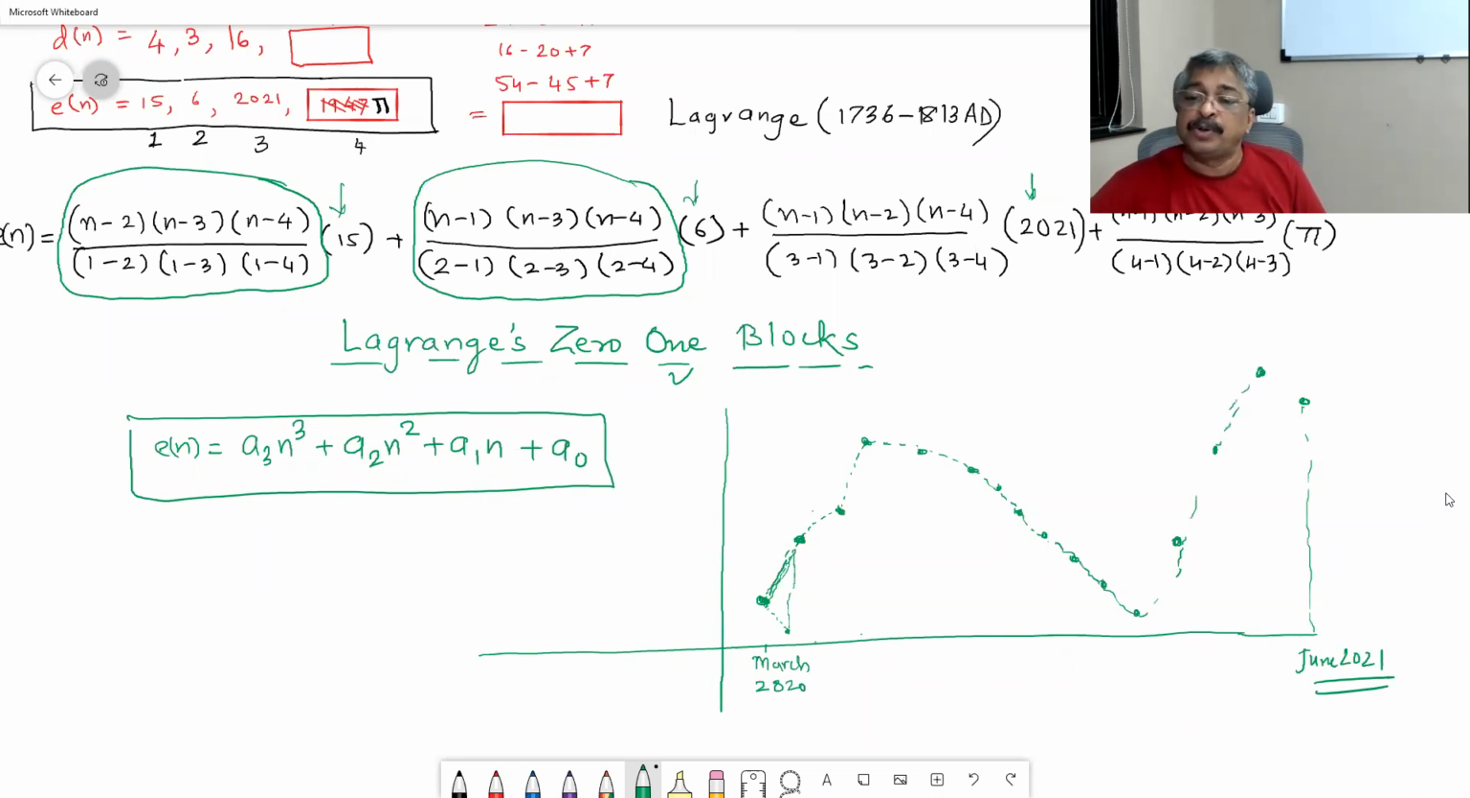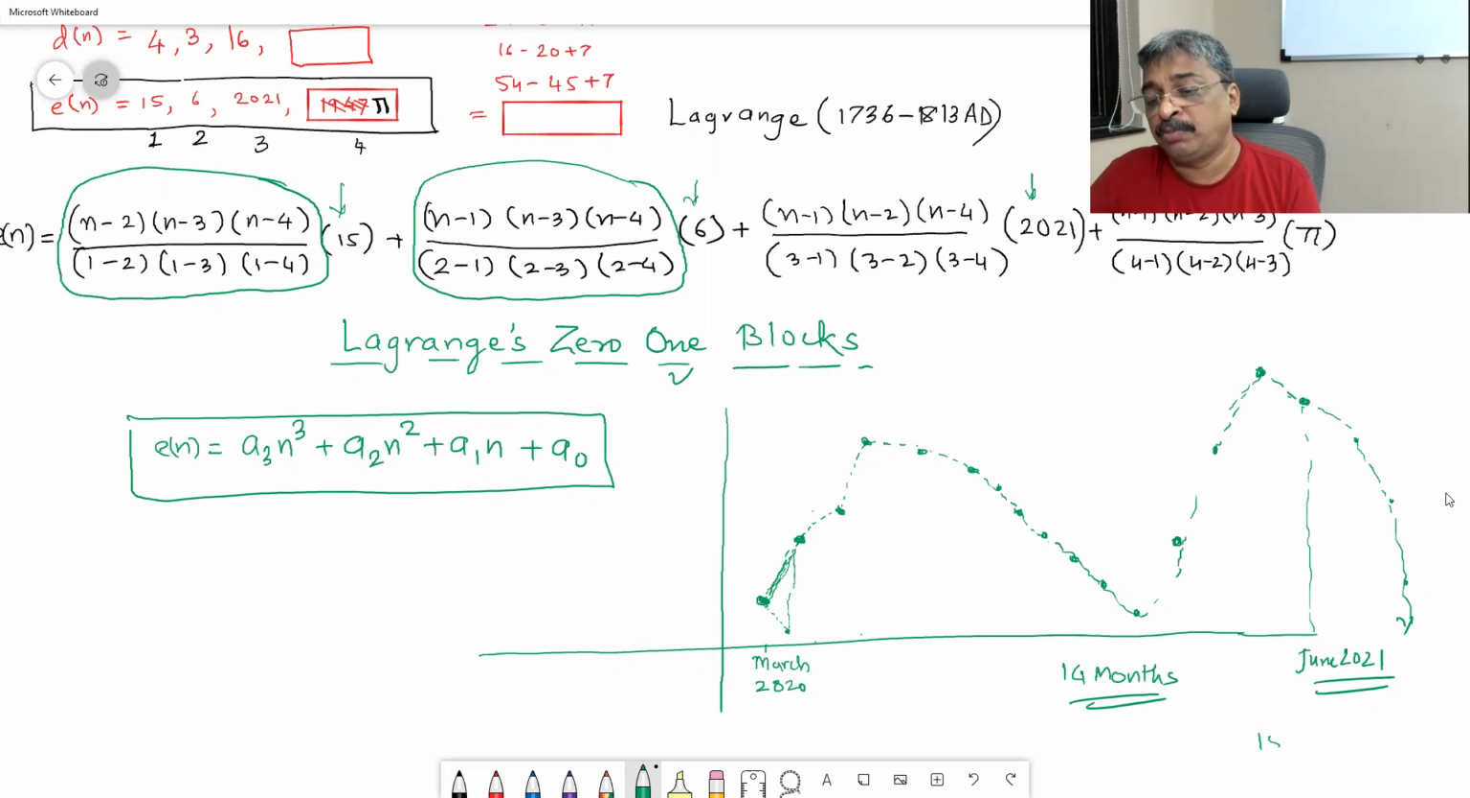And therefore, if you have data for the last 14-15 months, you can predict what is going to be July, what is going to be August, what is going to be September. Wishful thinking we can do. Now, if I apply this Lagrange 0 1 block and I have data for 14 months, and I wish to predict what is going to be in the 15th month, then it is going to be reasonably correct if I apply this, because all of a sudden it is not going to change like this.